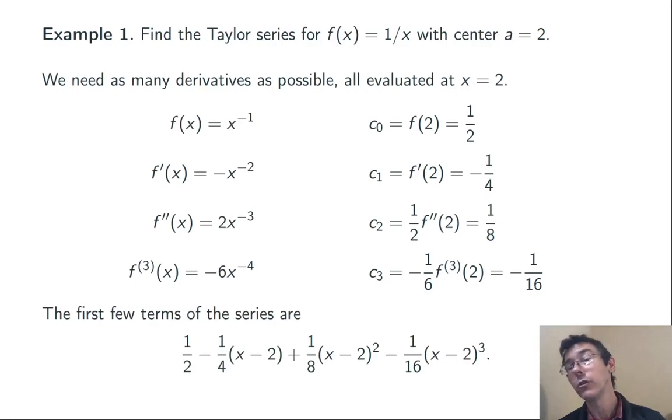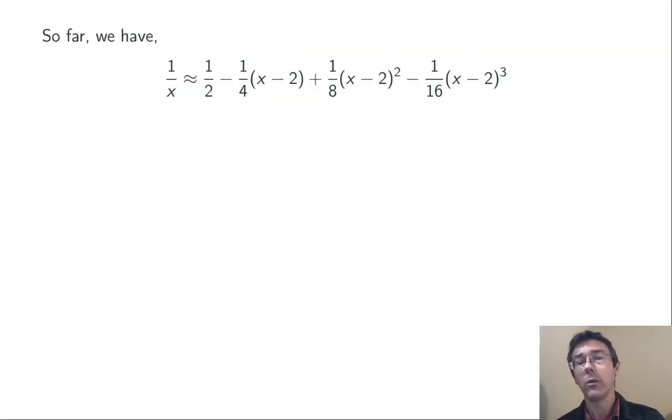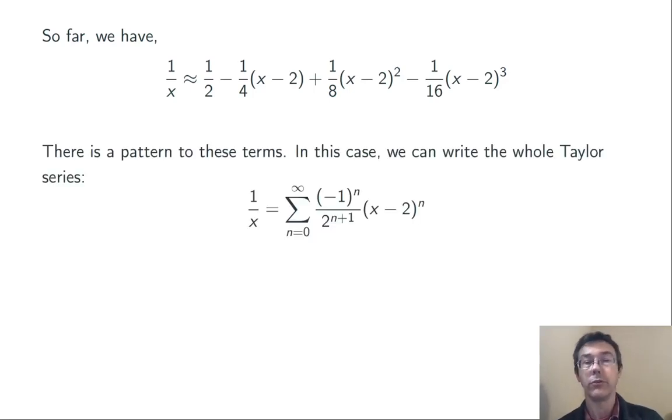So the first few terms of the Taylor series are like this. I just took those coefficients and put them in front of the (x minus 2) to the n for each different n. All right, so already that's a little bit of an approximation of 1 over x, just using a polynomial. Let's try and be a bit more general, because I'm seeing a pattern here, right?